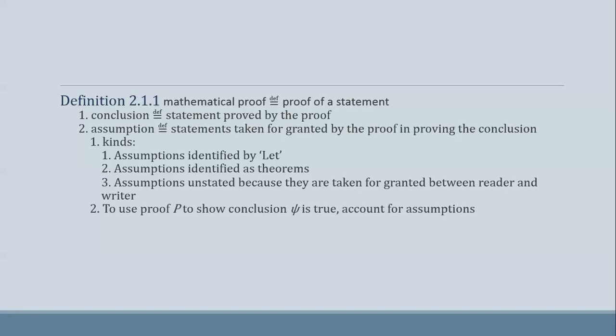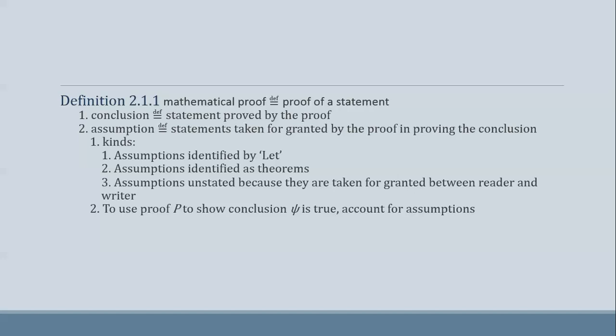Now, to use a proof P to show that a conclusion psi is true, you have to account for the assumptions. Right? In other words, you don't get to just assume a bunch of things and then get to a conclusion and say, aha, proved it, right? I mean, otherwise I really could just assume the conclusion, right? I could say, I want to prove to you that 2 plus 2 equals 4, right? All right, my assumption is that 2 plus 2 equals 4. My conclusion is, therefore 2 plus 2 must equal 4. Well, that clearly doesn't make any sense.